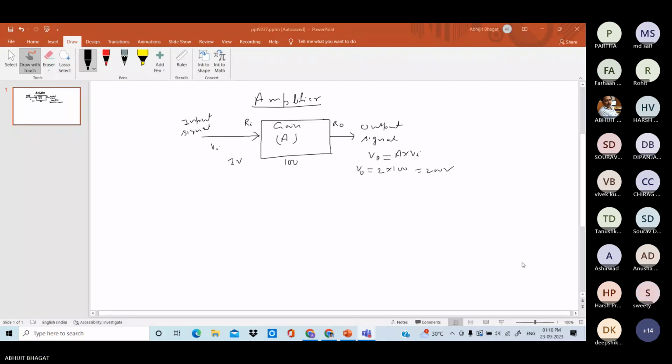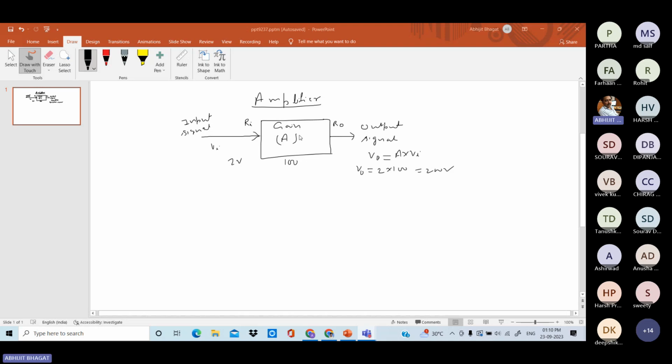Okay, so here you can see Vi is the input signal, A is the gain of the amplifier, and V0 is the output signal. So your output equals gain into input, V0 equals AVi. So suppose if 2 volt is the input signal, 100 is the gain of the amplifier, then your output is V0 equals 2 into 100, means it is 200.